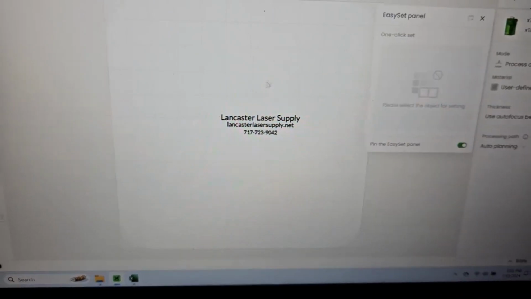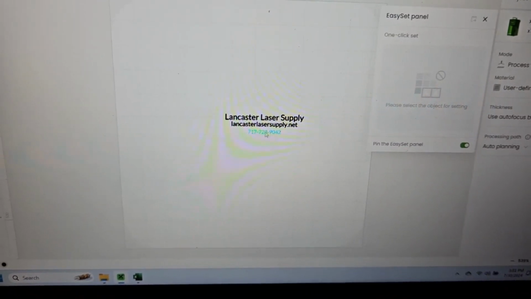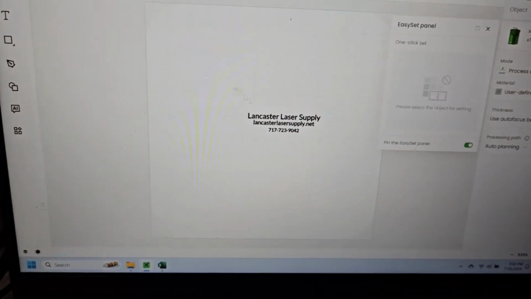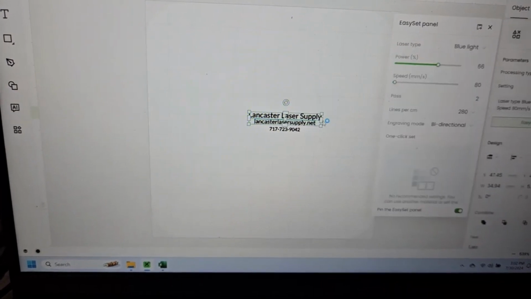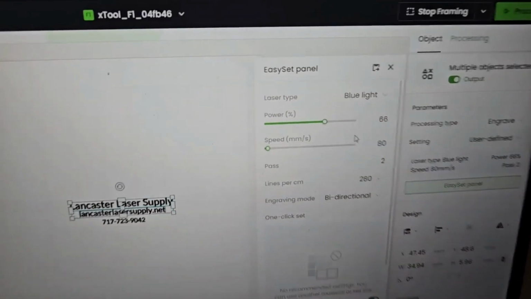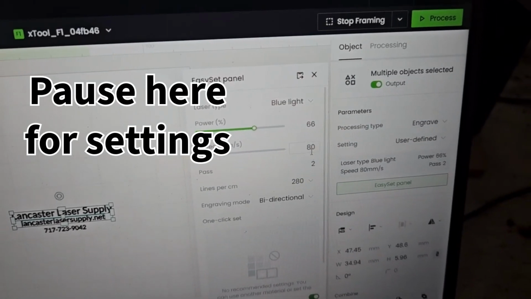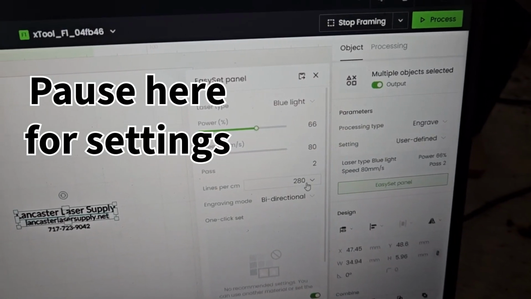So I have three lines, but on the F1, the best way to do it is two lines at a time. This third line right here, the phone number, will be done on a second run. So I highlight the first two lines, so you can see what my settings are right here. They are 66 power, 80 speed, two passes, 280 lines.